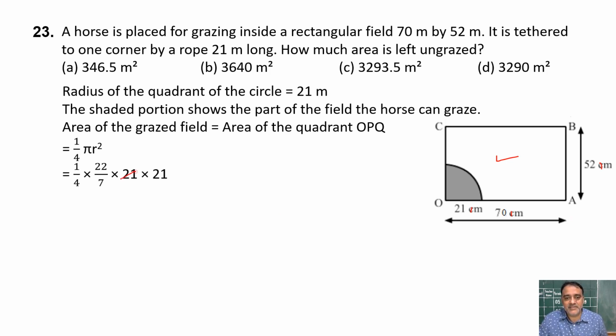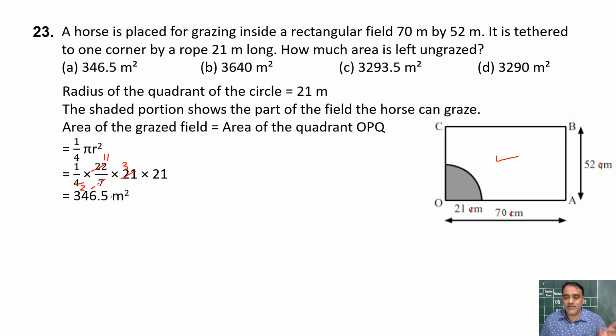So 21 we can cancel by 7, and this also we can cancel by 2. So we'll get 11 into 3 into 21/2, right? That is 693 by 2, 346.5 meters square. This is clear?